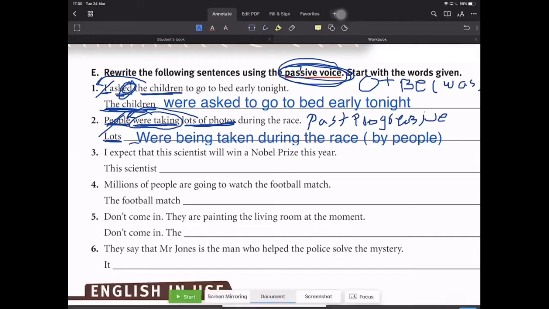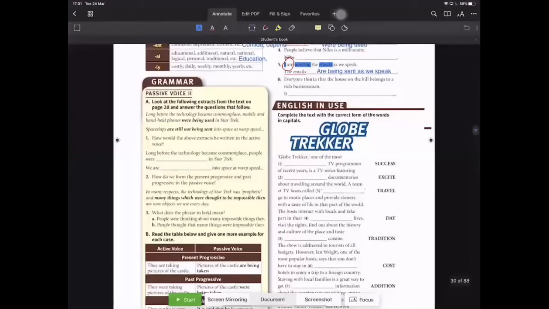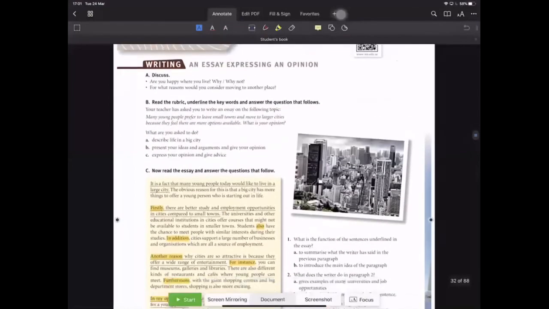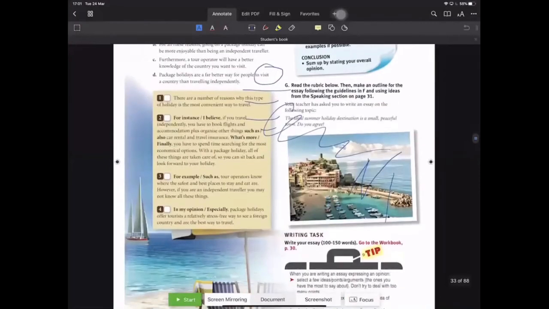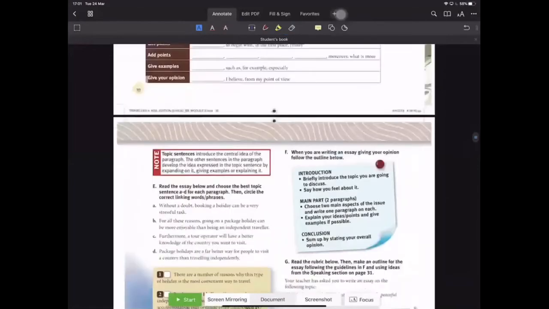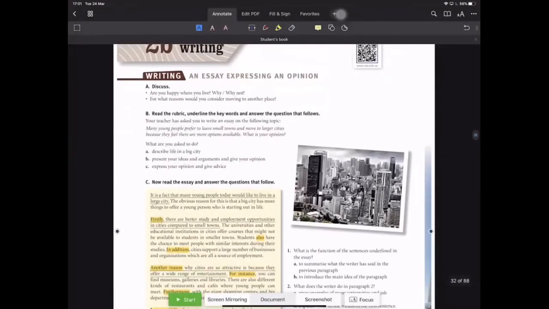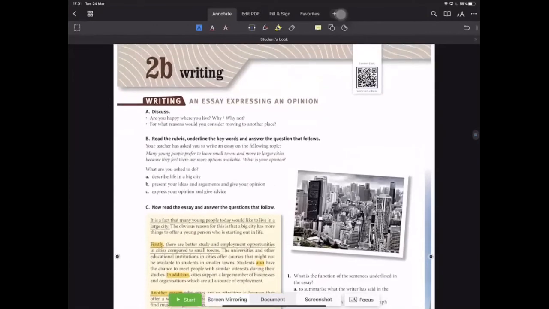Now let's jump on to students' book. Okay. Students' book page 32, sorry. Page 32. An essay expressing an opinion. حاعطيكم شباب بس نبذة كده سريعة عن هذا الدرس اللي هو writing an essay expressing an opinion.